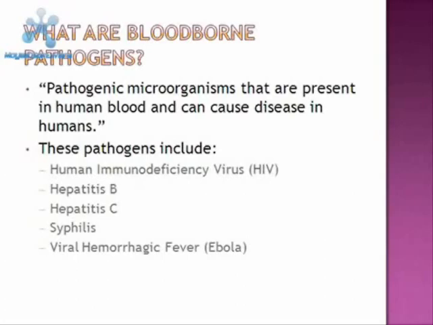What are bloodborne pathogens? Bloodborne pathogens are pathogenic microorganisms that are present in human blood and can cause disease in humans. These pathogens include the human immunodeficiency virus, also known as HIV, hepatitis C and hepatitis B, which will be referred to as Hep B and Hep C, syphilis, and viral hemorrhagic fever, also known as Ebola or the Marburg virus.